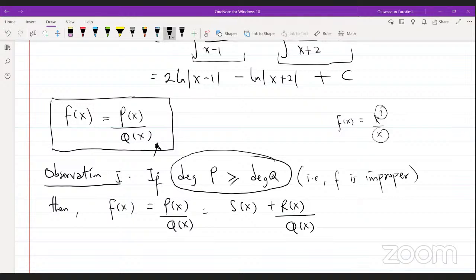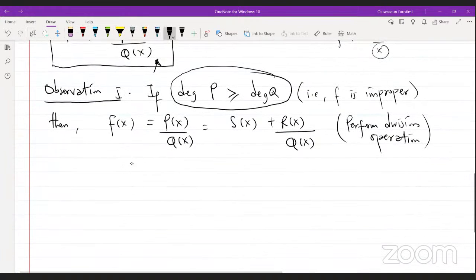Okay, so what does this mean, guys? This actually means that we perform the division operation. Now, you might be curious to know what S of x and R of x are. Remember P and Q are polynomials, right? F of x is a function, or it's a polynomial itself. So we need to give them a name other than saying they are polynomials.